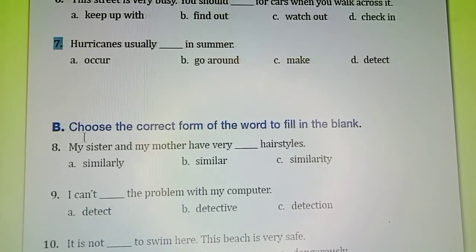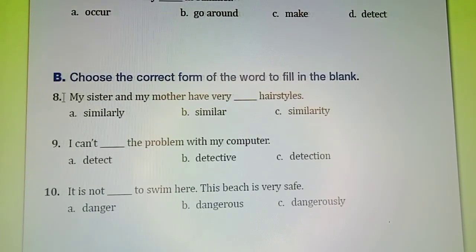Second part here, B. Choose the correct form of the word to fill in the blank. Number eight. My sister and my mother have very space hairstyles. The letter A, similarly. Letter B, similar. Letter C, similarity.